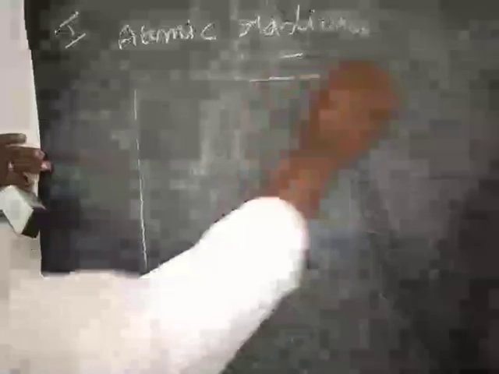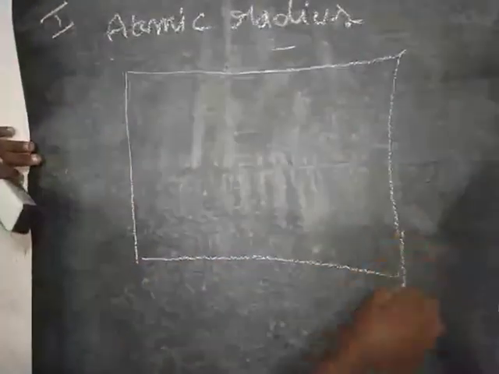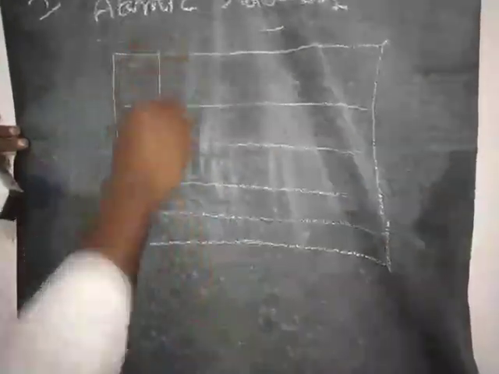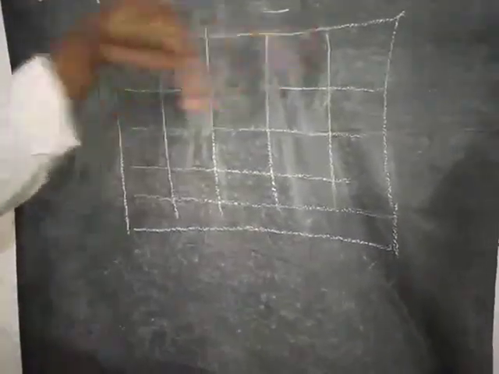Okay, so this is the periodic table. Horizontal lines are called periods. Vertical lines are called groups. So what will happen to atomic radius in the periods and the groups?